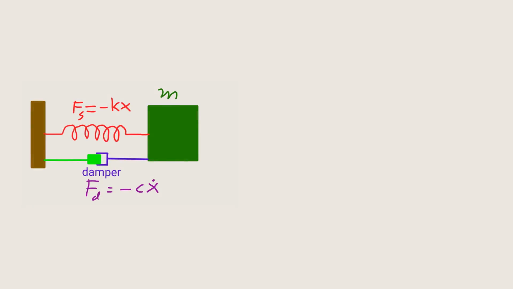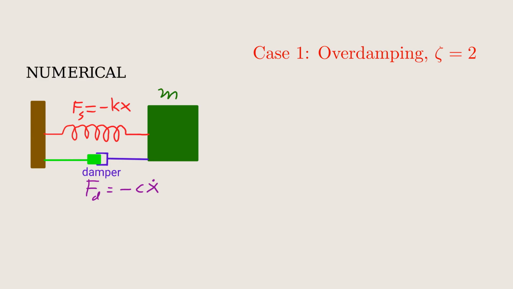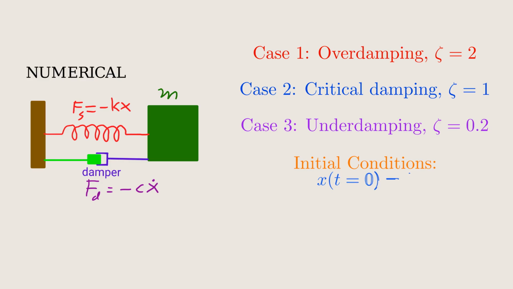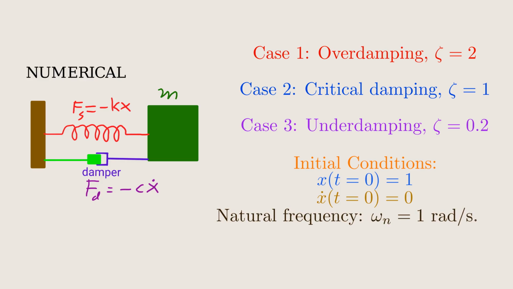To better illustrate the three possible damping scenarios, several numerical values will be used. First, zeta equals 2 for overdamping, then zeta equals 1 for critical damping, and last, zeta equals 0.2 for underdamping. The initial conditions for t equals 0 are position equals 1 and velocity equals 0. For the sake of simplicity, the natural frequency is taken to be 1 radian per second.